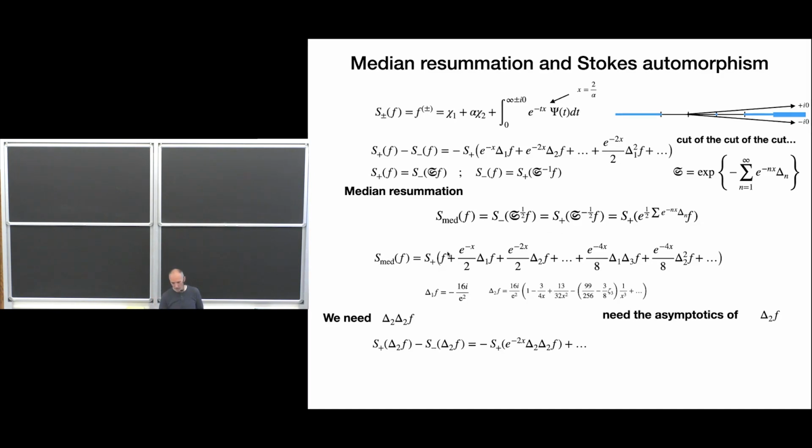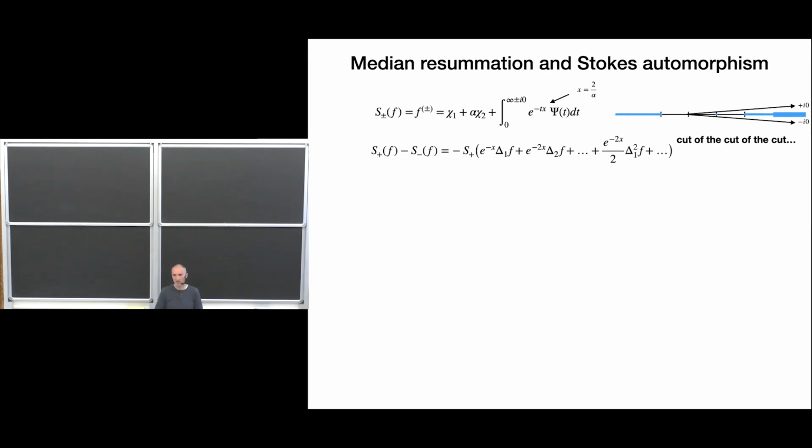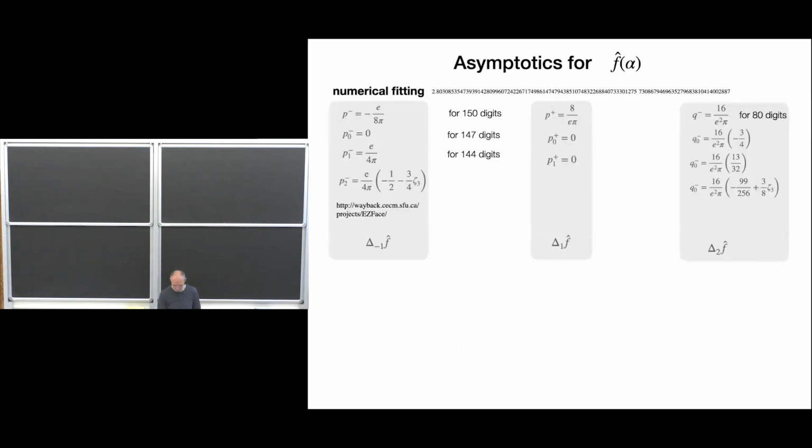And what is relevant here, picture-wise, is that I have the logarithmic cut, and the function multiplying the logarithmic cut also has a logarithmic cut. So you have to calculate the cut of the cut of the cut, and these alien derivatives and the Stokes automorphism are exactly doing this, consistently to all orders.